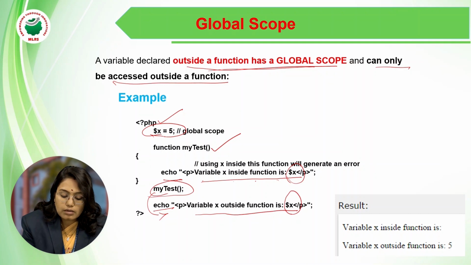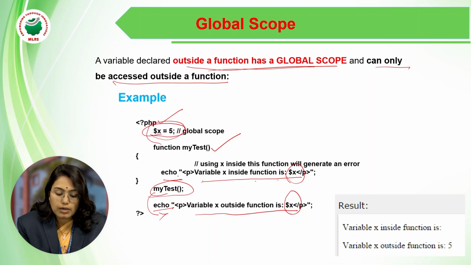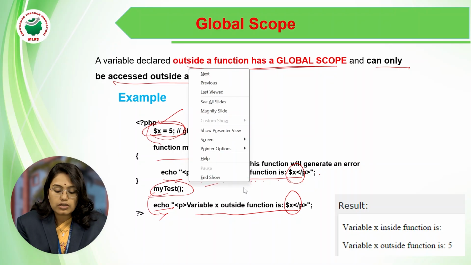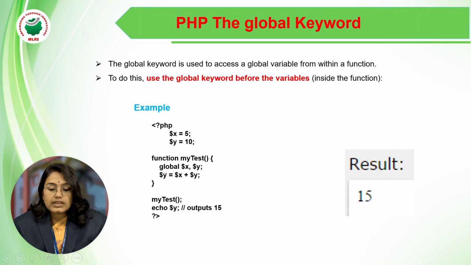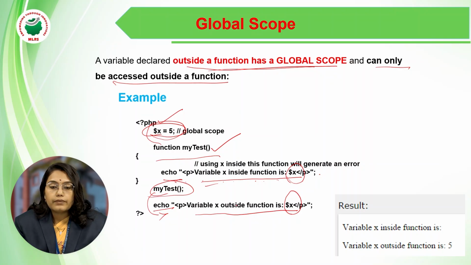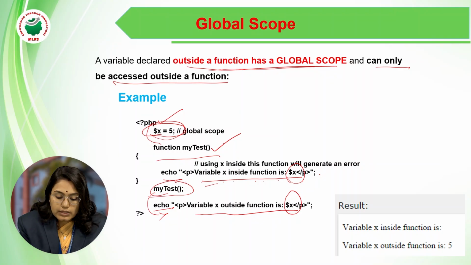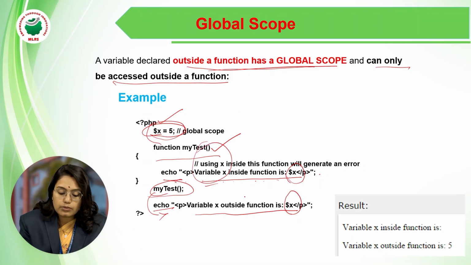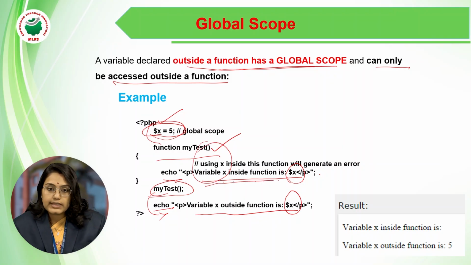Here, it will read $x as global, and after closing the function, it will take the echo "variable x inside". But this echo statement is declared inside the function. Yes, inside the function it is declared. This variable x is declared inside the function, so it won't execute. It just gives the output "variable x inside function is", that's all, nothing.